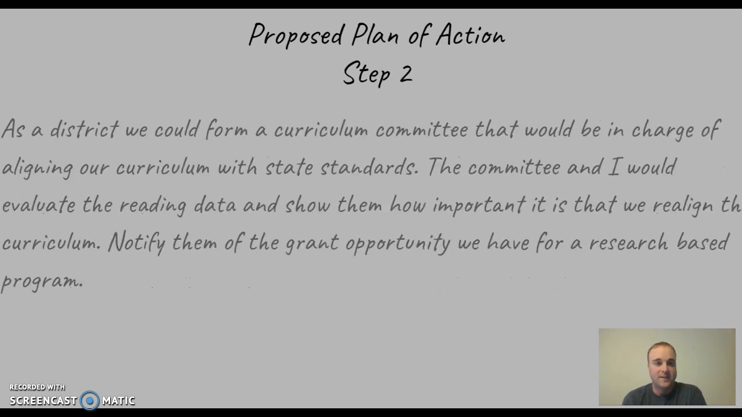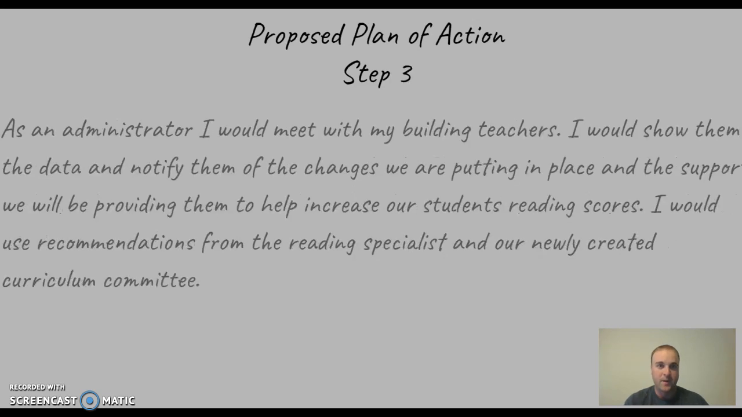Step number 2. As a district, we could form a curriculum committee that would be in charge of aligning our curriculum with the state standards. This committee could include our reading supervisor. The committee and I would evaluate the reading data and show them how important it is that we realign the curriculum to meet state standards. Then I can notify them of the grant opportunity that we have received from the state for a research-based program that we should probably take advantage of.